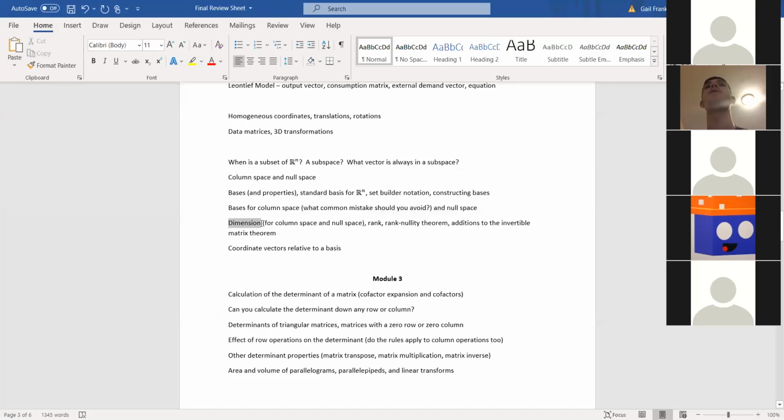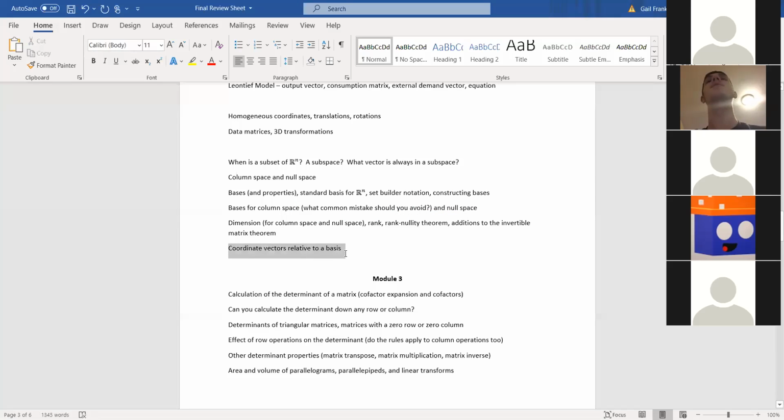Dimension is just the number of vectors in a basis. So like a line is spanned by one vector, and you'd have one vector in the basis, so the dimension of a line would be 1. I already explained how to find it for column space and null space. Rank is just a fancy way of saying the dimension of the column space. Rank nullity theorem tells you that the rank, which is the dimension of the column space, plus the dimension of the null space, is equal to n, the number of columns. It's just an extension of saying the number of basic variables and free variables adds up to n. And then you can use this information to determine if a square matrix is invertible as well.